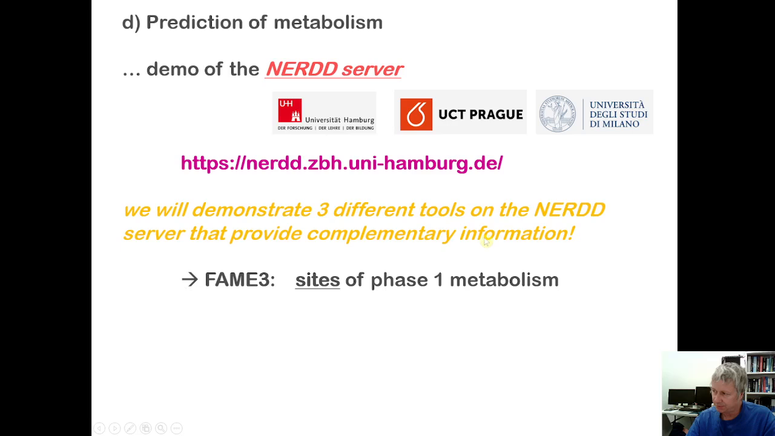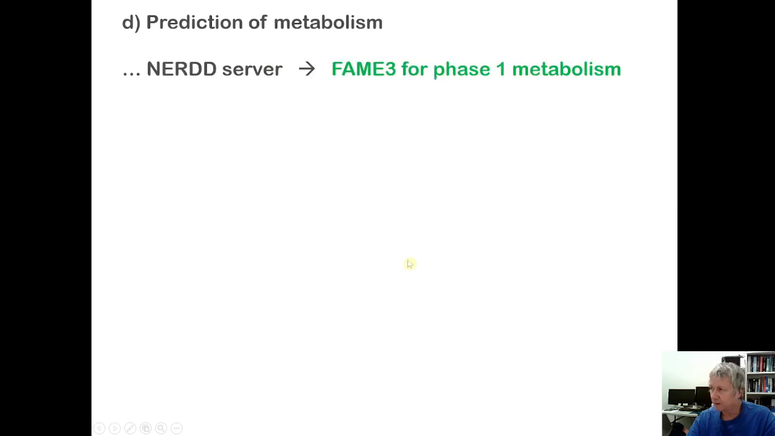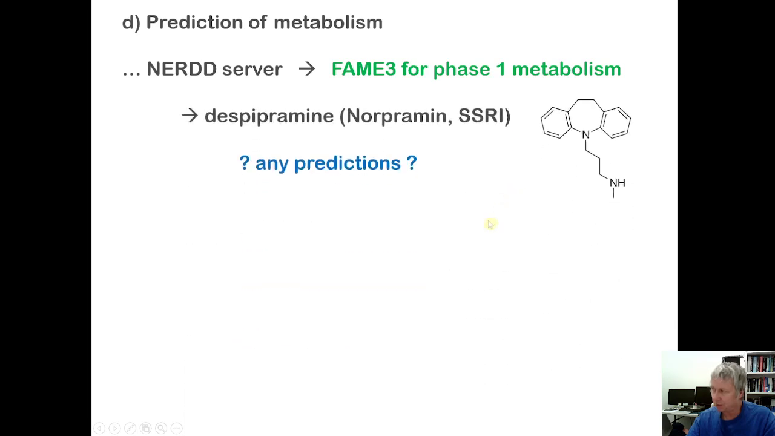Actually, so I guess we're going to use FAME3 for the sites of phase 1 metabolism. We're going to use FAME3 for the sites of phase 2 metabolism. And we're going to use GLORYx, which predicts the structures of the phase 1 and phase 2 metabolites. Okay. So let's try the NERD Server using the FAME3 for phase 1 metabolism. And what's the molecule? Let's try this tricyclic antidepressant, Norpramin.